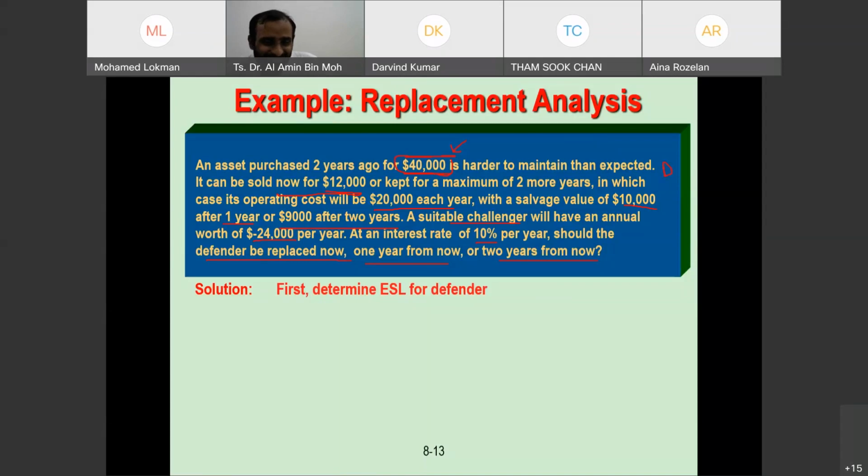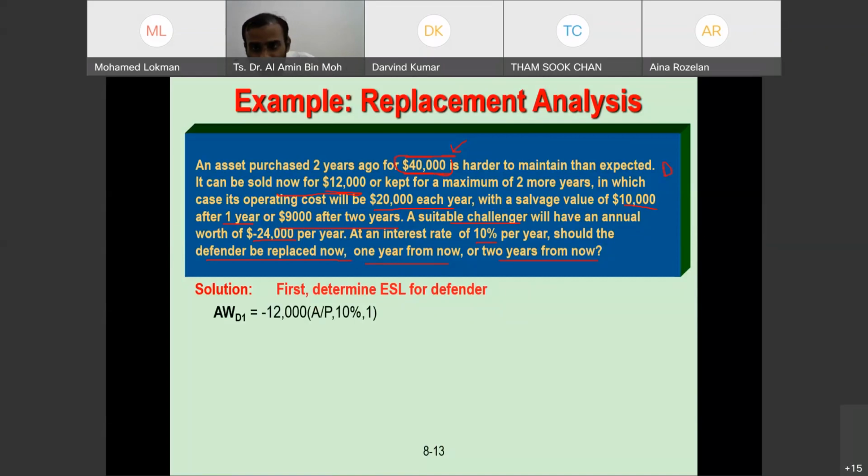It's okay. Darwin, Lokman, and Aina got the point. Actually, we're not considering this 40,000 at all. Sometimes we need to be careful when they're giving you scenarios. Sometimes they give unnecessary information which you are not going to use in the calculation. If you accidentally use it, it will lead to the wrong answer. They purchased it 2 years ago, like Lokman and Darwin said just now. So this is just to confuse us. So we are going to start with 12,000 as P.